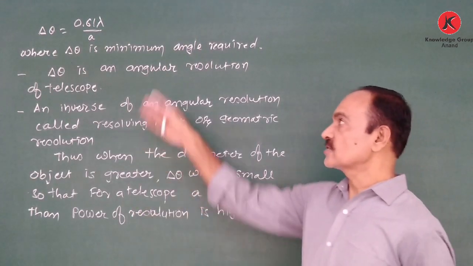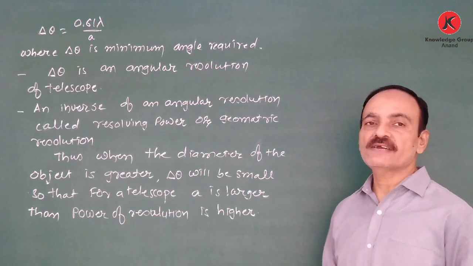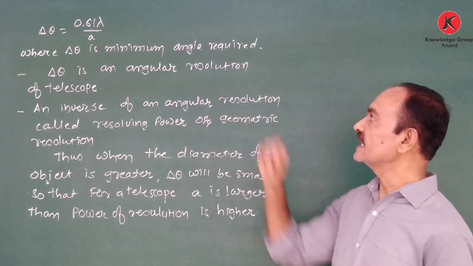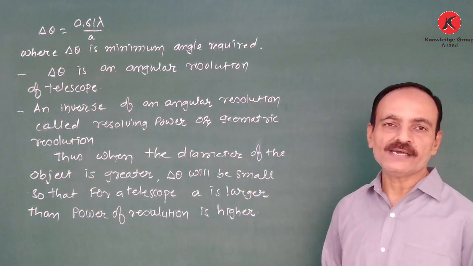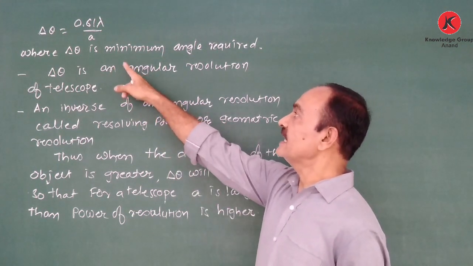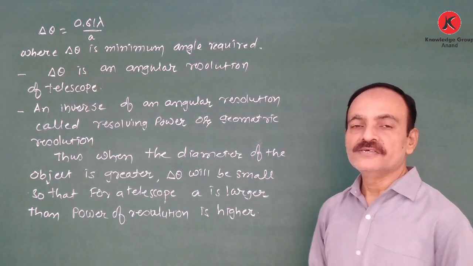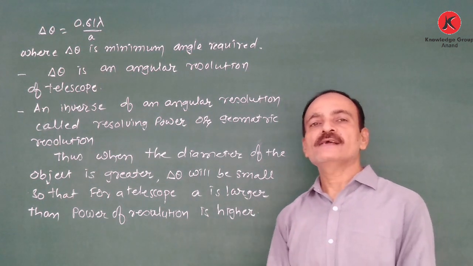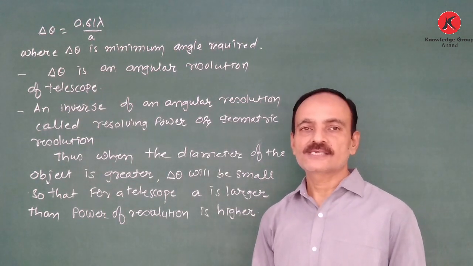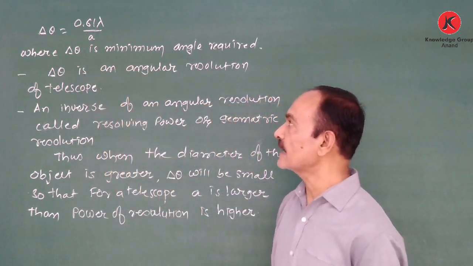Okay, now for a telescope, we derived the last equation, delta theta is equal to 0.61 lambda upon A. That is the angular resolution of a telescope. So for a telescope, if delta theta is this value or this angle, it is required to obtain the distinct and separate image of two close objects. So this is the requirement: delta theta is equal to 0.61 lambda upon A.